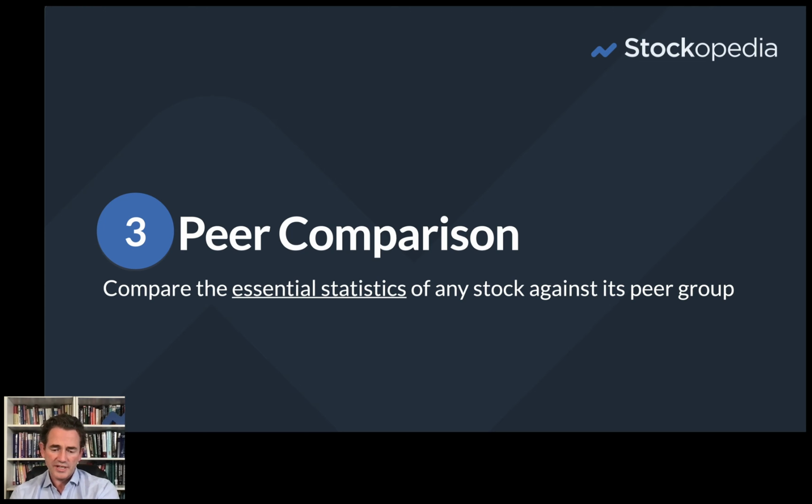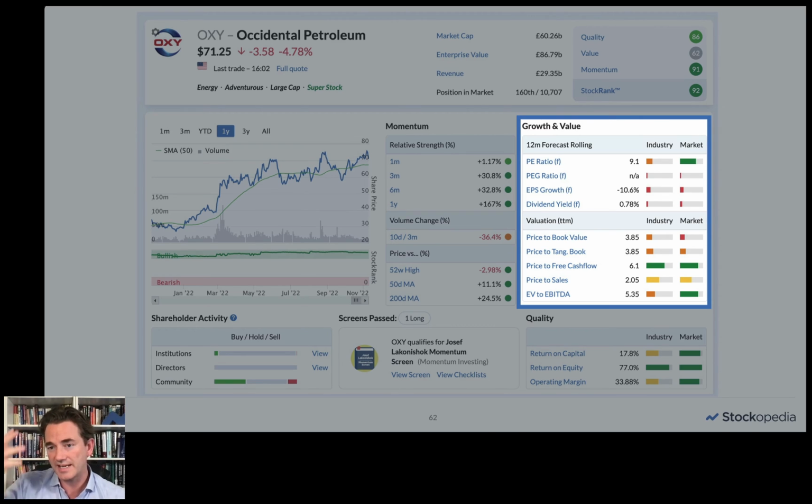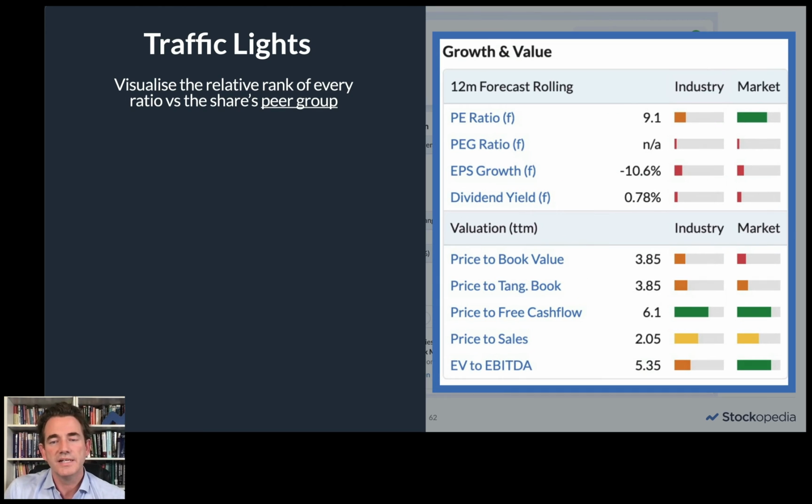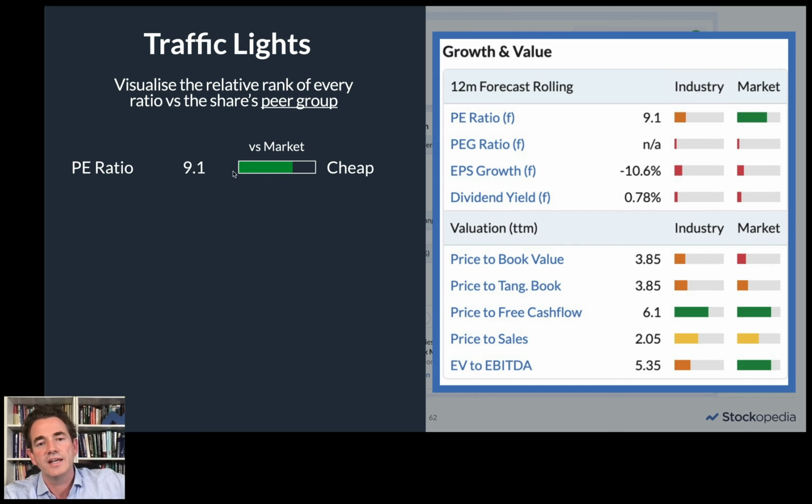And this allows you, for any financial ratio, or at least the essential financial ratios, to compare the absolute number against the peer group of the stock, the industry and market peer group. So if we zoom in, we call them traffic lights. But essentially, if I show you here on the left, imagine you've got a P/E ratio of 9, and you don't really know what that means. Well, you can compare it against the market and against the industry. So against the market as a whole over here, you can see that it's got a meter here that is kind of green and fairly full, and that shows that it's cheap against the rest of the market.